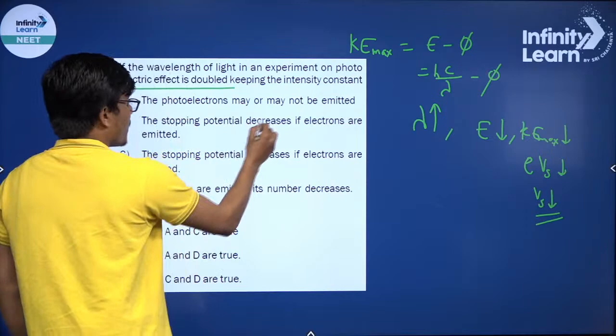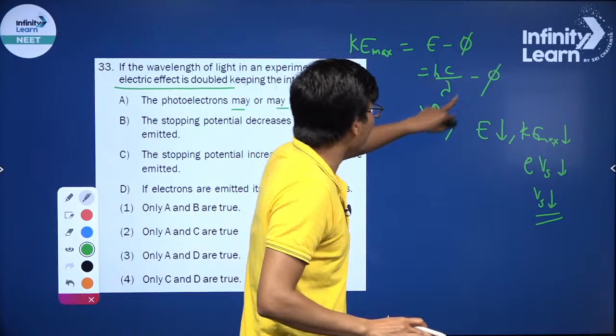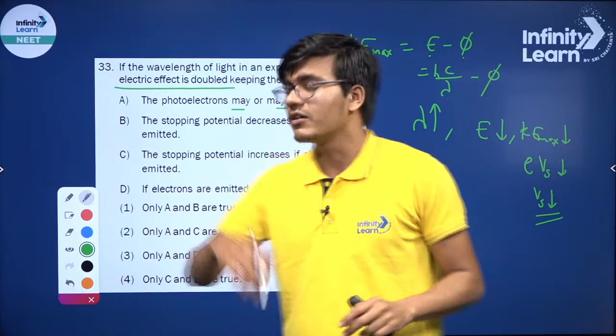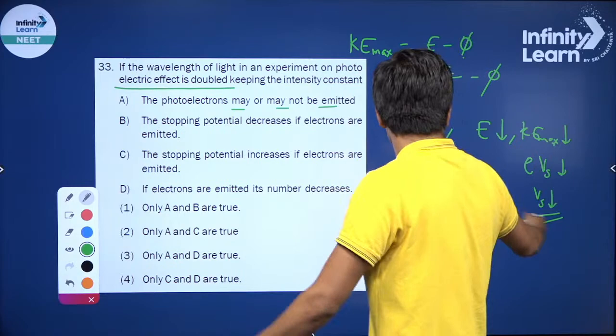Yes, this is completely dependent on how the values of E and phi are varying, right? Whether E is greater than phi depends on that. So it might happen that electrons are not emitted from the surface. So A is right. Stopping potential decreases if electrons are emitted, right? So stopping potential decreases. A and B are right. So the first option should be right.